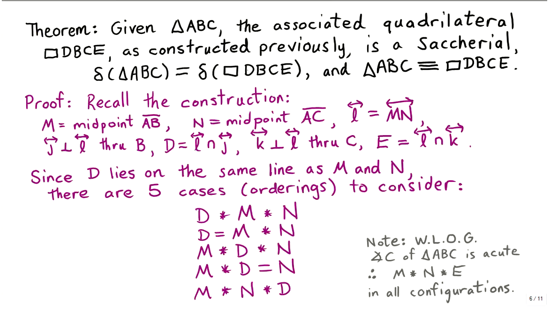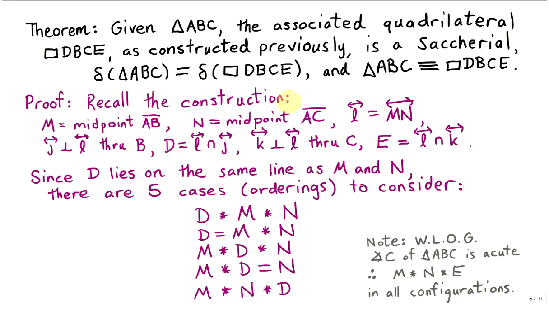Now that we've proven some results about secarials, we're ready to prove a theorem about the relationship between a triangle and its associated quadrilateral. It turns out that no matter what kind of a triangle you're working with, the associated quadrilateral is in fact a secarial, that the angle deficit of the triangle is equal to the angle deficit of the secarial, and the triangle is equivalent by dissection to the secarial. So they'll also have the same area.